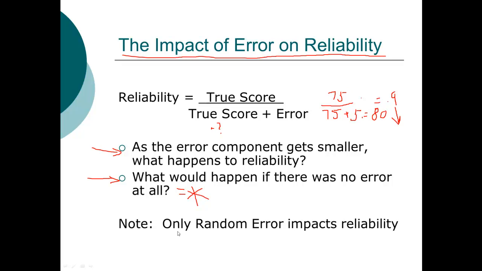Now it says only random error impacts reliability. These are things you and I just cannot control. They're random. Students taking the test and all of a sudden electricity goes out. Do you and I have control over that? No, we don't. Or their fitness to be able to take a test. So we look at that as random error impacts.